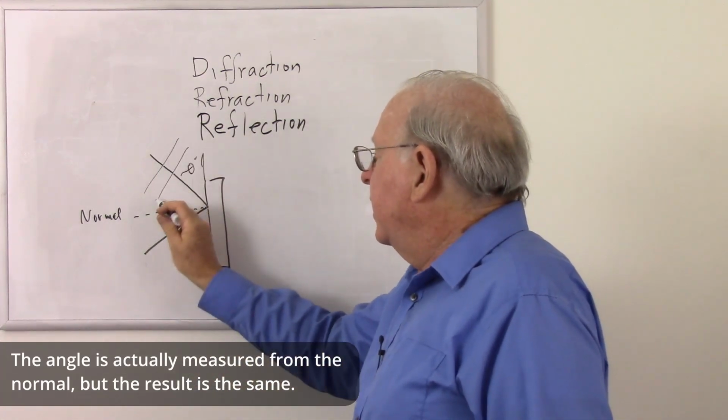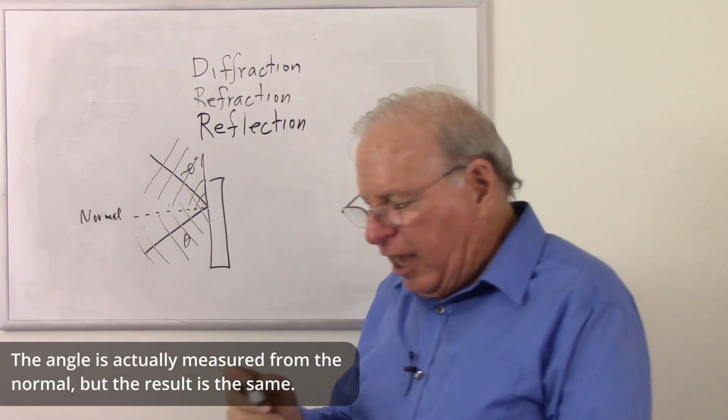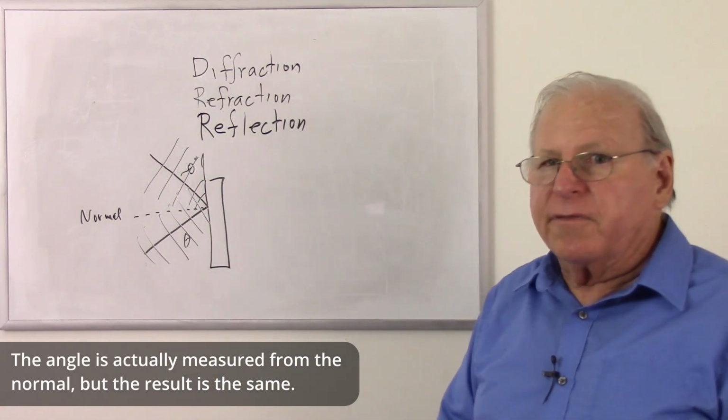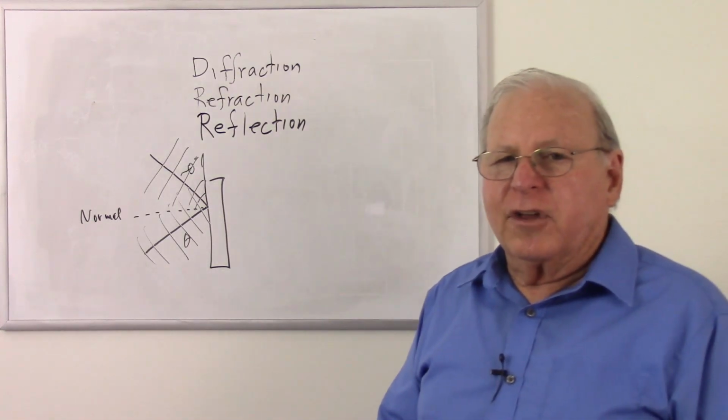So here comes the wave in, and there goes the wave out at the same angle. So that is the other thing we need to know about reflection. So that is diffraction, refraction, and reflection, things that waves do.